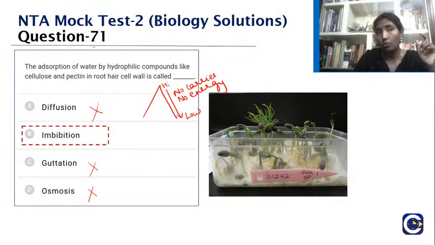So what should be the right answer? Imbibition. You can see those seeds. That is why this picture has been put up. What is happening? They will soak it up. The water will enter in. What is the process? Imbibition. So that is how it is developing. So that is imbibition.